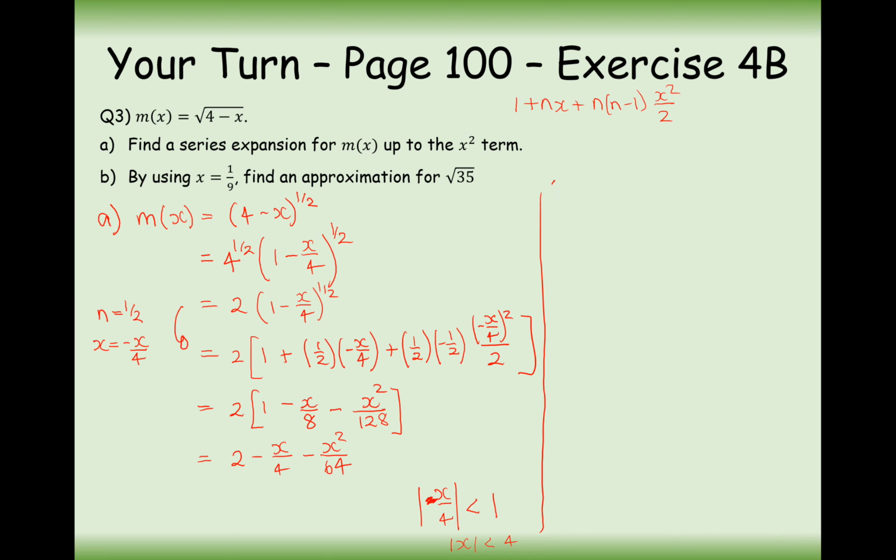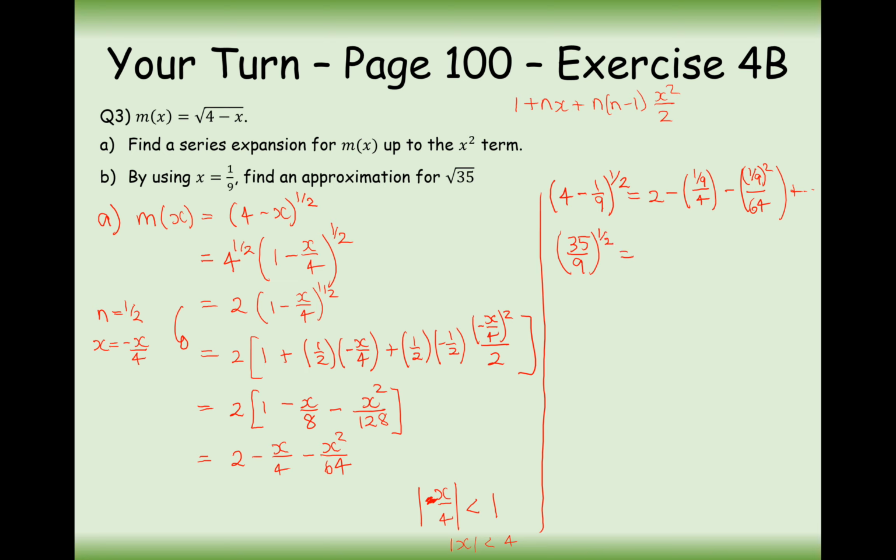On the left hand side, it's going to be 4 minus 1/9 to the power of a half. And this is going to then equal 2 minus 1/9 over 4 minus 1/9 squared over 64. Okay, what do we get on the left hand side? Because these two expressions are equivalent up to the x squared term, so it's going to be 36 over 9, so this is going to be 35 over 9, and that will all be to the power of a half.